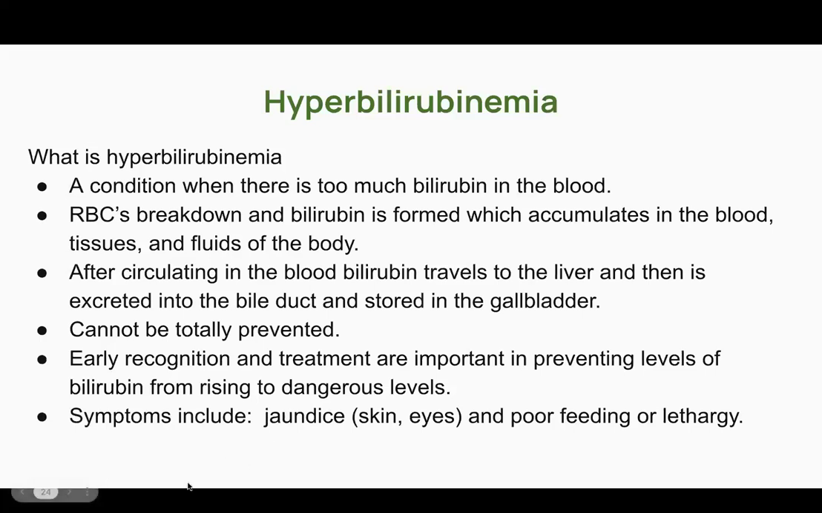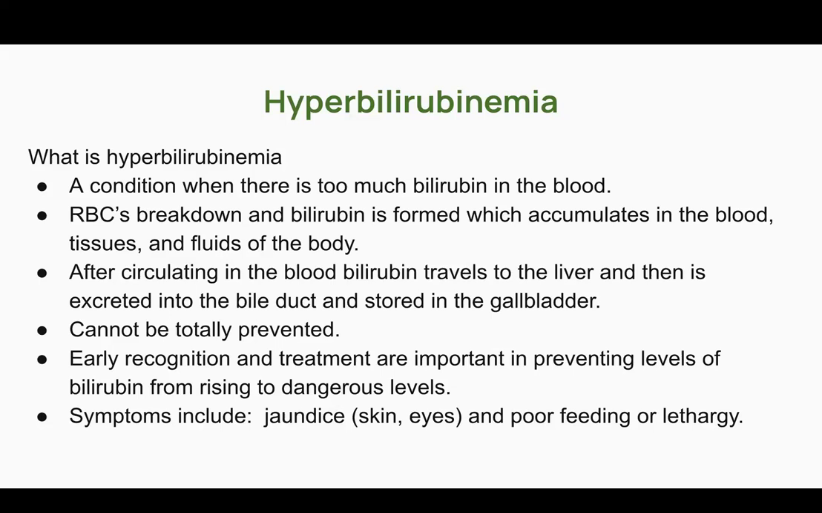So when we talk about hyperbilirubinemia, that's not an easy thing to say, first of all. This is a condition where there's too much bilirubin in the blood. Red blood cells break down and bilirubin is formed, which accumulates in the blood and also accumulates in the tissues and fluids of the body. After circulating in the blood, bilirubin travels to the liver and is then excreted into the bile duct and stored in the gallbladder.